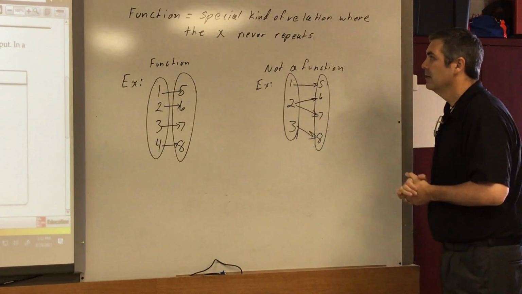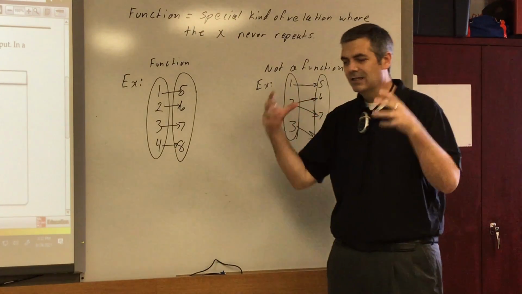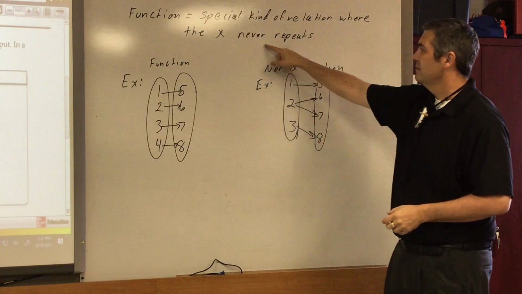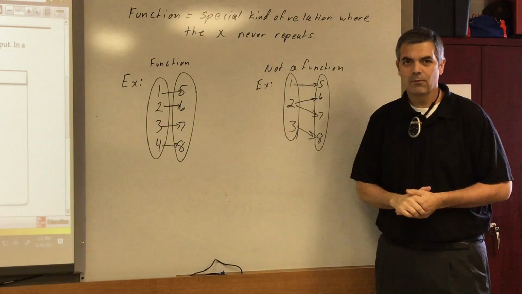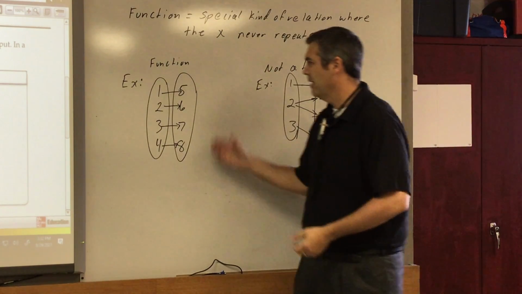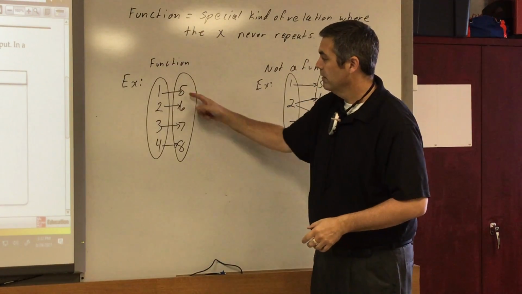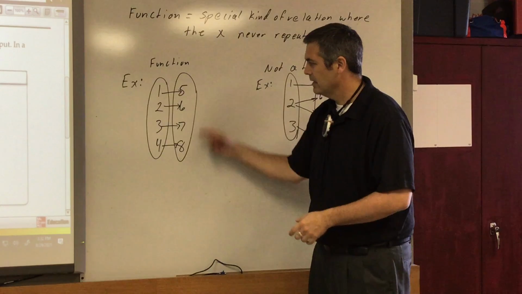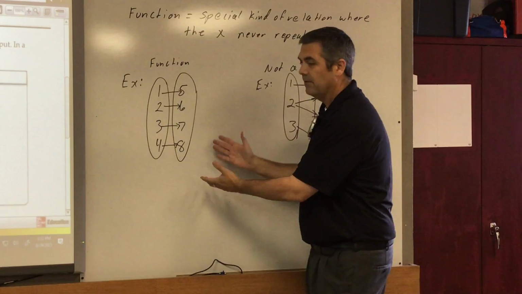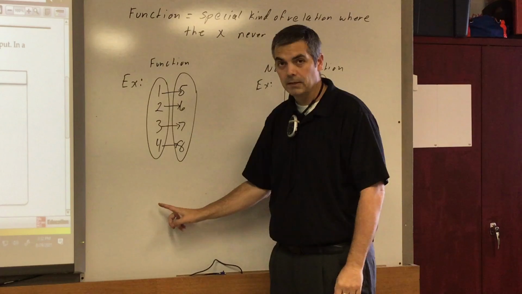So a function is a special kind of relation, which means it's a special kind of list of ordered pairs, okay? Where the x never repeats. That's what you're looking for, the x not repeating on your ordered pairs. So here I have an example of a function, and this is mapping. So (1, 5), (2, 6), (3, 7), (4, 8), these are your ordered pairs. Notice the x does not repeat. That makes it a function. I don't care if the y repeats. I care if the x repeats.